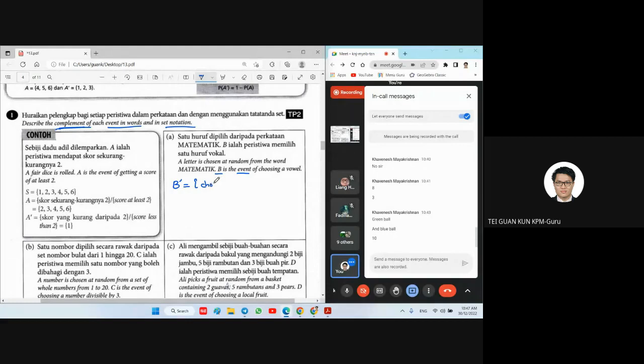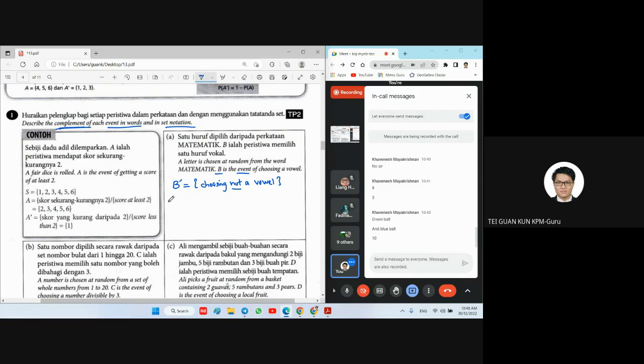So, B prime is choosing not a vowel lah. Tambah perkataan not lah. Not. Bukan. Choosing not a vowel. Itu adalah complement dia lah. B adalah apa? B adalah pilih vowel. Complementnya pilih bukan vowel. Itu je lah complement maksud dia.